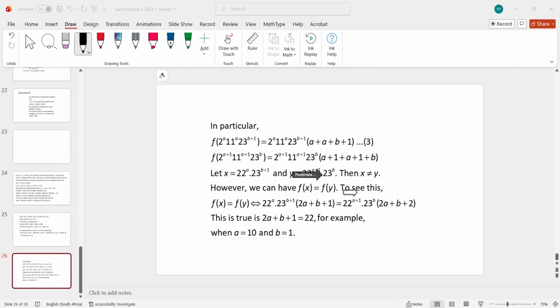You will see that f of x equals f of y, right? Whenever this happens. But x need not be equal to y, right? Because you have this equation that 2a plus b is equal to 21. And you can choose a and b in such a way that x and y are different, but f of x equals f of y. That is the whole idea, to show that there are two different values of the inputs which give you the same output.